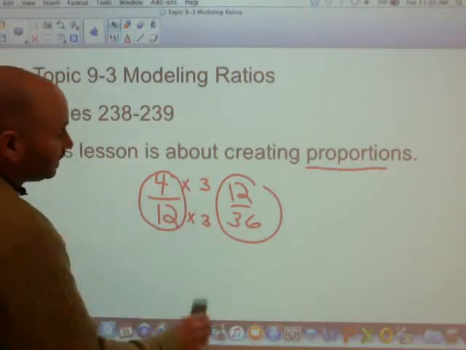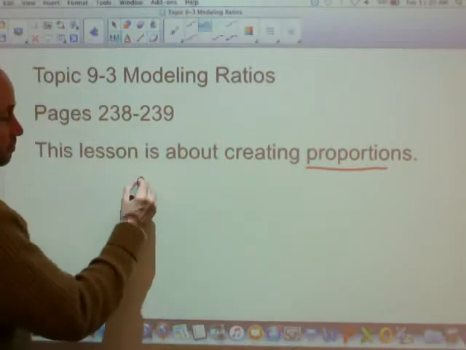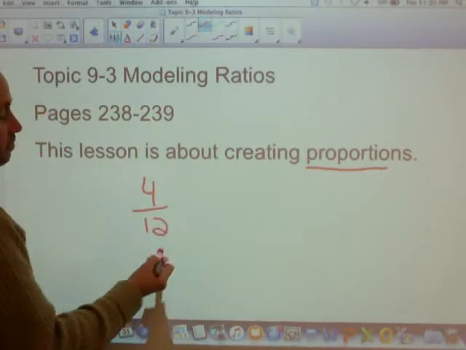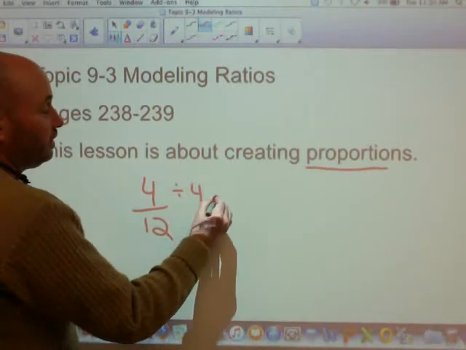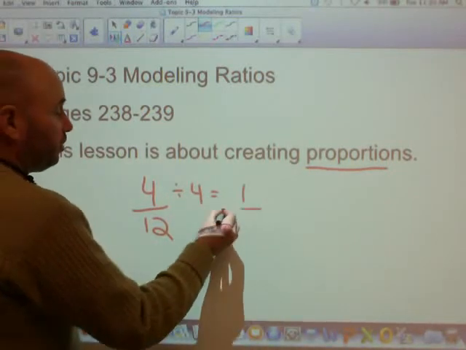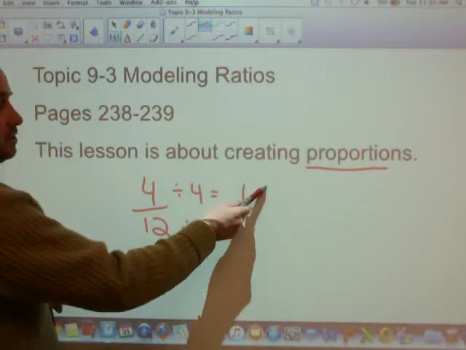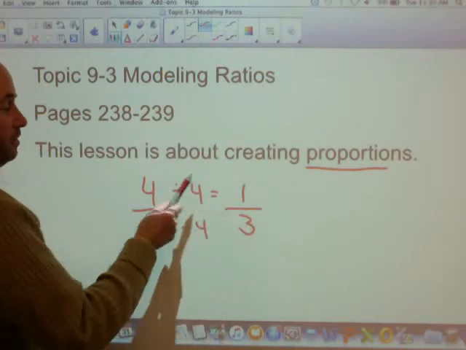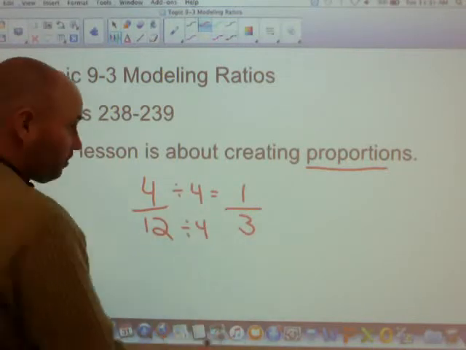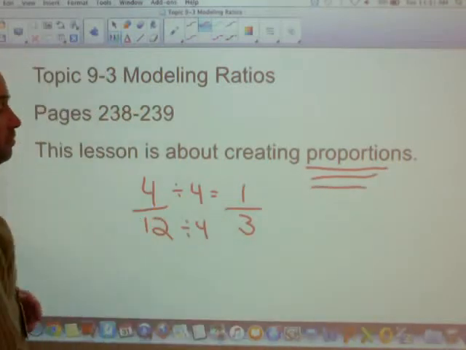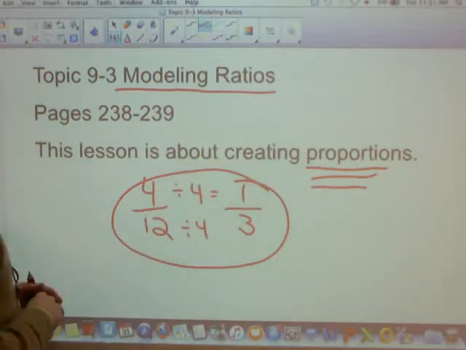So we could take the ratio of 4 to 12 and divide it by the greatest common factor of 4, in which case you would get a ratio of 1 to 3. A 1 to 3 ratio is proportional to a 4 to 12 ratio in this situation. So that's essentially what we're going to do. We're going to show this process using models.